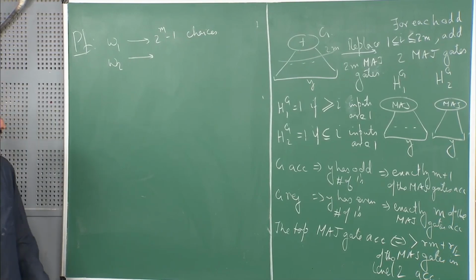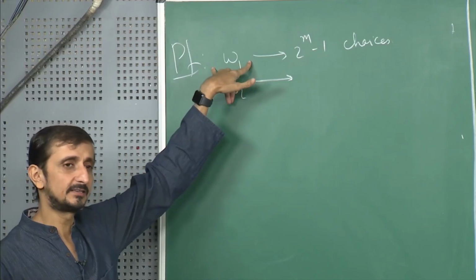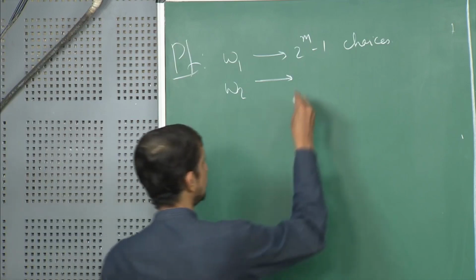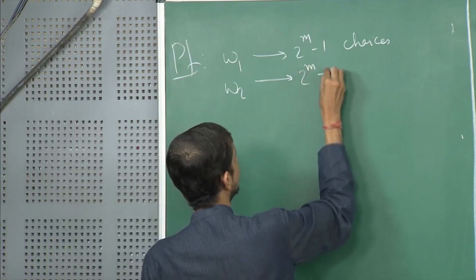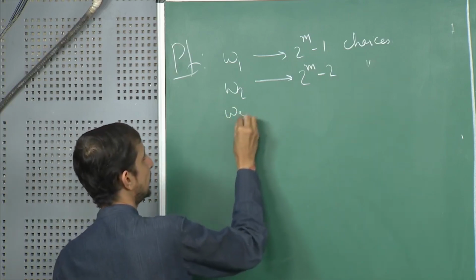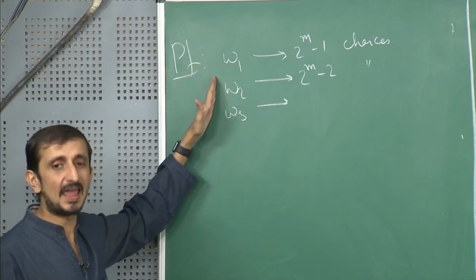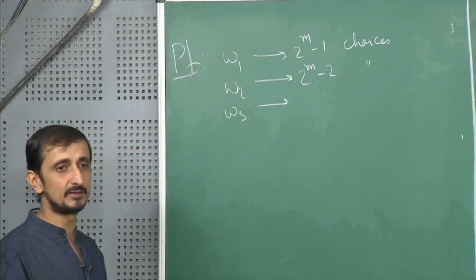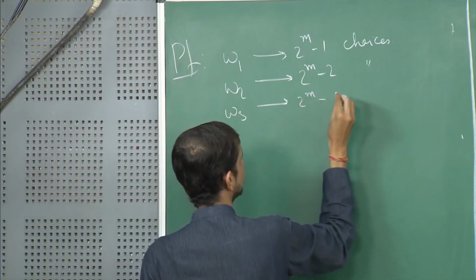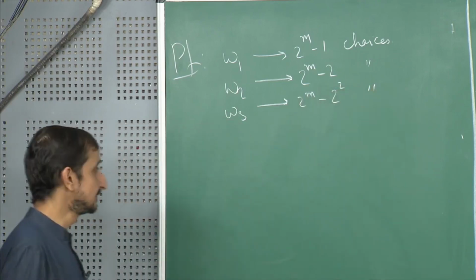W2 cannot be anything that is in the span of W1. How many vectors are there in the span of W1? Essentially, there are 2 vectors, right. So, W2 cannot be any of those 2 vectors. How many choices do I have for W3? Once again, W3 cannot be any vector that is in the span of W1 and W2. These 2 vectors together will span 4 vectors. So, it will be 2 to the power m minus 2 square choices.